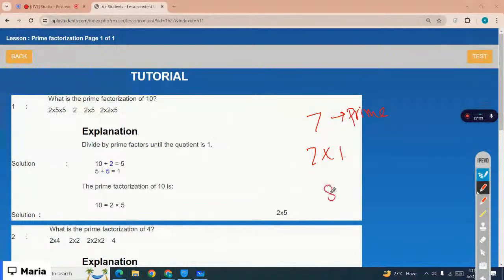Now let's look at 8. 1 times 8 is 8. Do we have any other two numbers that when multiplied make 8? 4 times 2 is 8. So 8 has more than two factors. 8 is not a prime number, it is a composite number.